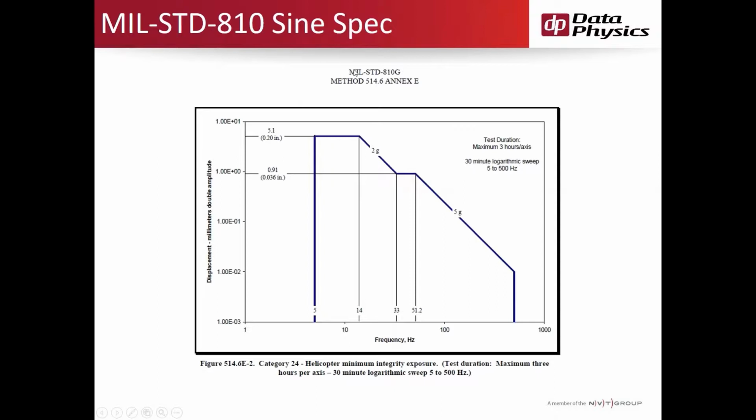This is a typical sine test in MIL standard 810G. We have amplitude here displayed in displacement, double amplitude. And we can see we have 1, 2, 3, 4, 5 breakpoints. We have a sweep from 5 to 500 hertz. It's a logarithmic sweep that's supposed to take 30 minutes long. And the entire test duration is 3 hours per axis.